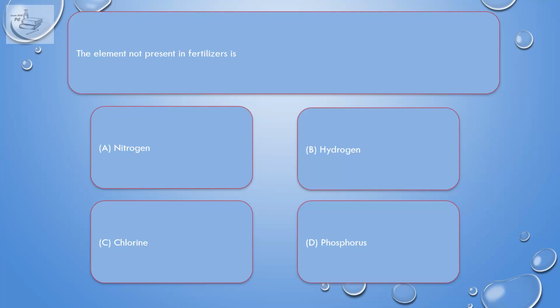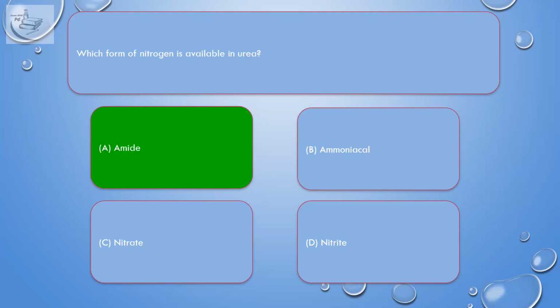Question: the element not present in fertilizer is A. Nitrogen. B. Hydrogen. C. Chlorine. D. Phosphorus. Correct answer is B. Hydrogen. Question: which form of nitrogen is available in urea? A. Amide. B. Ammoniacal. C. Nitrate. D. Nitrite. Correct answer is A. Amide.